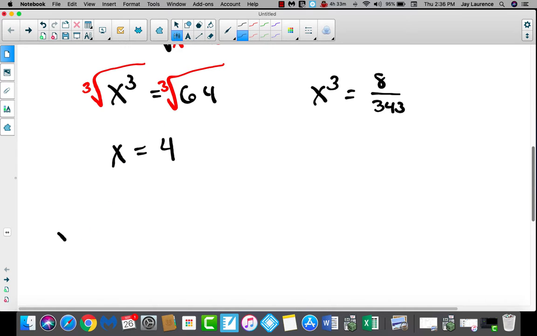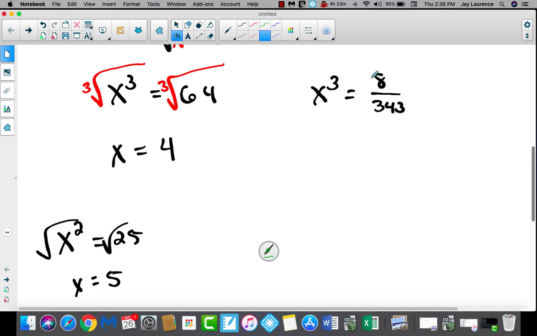Just like if I said to you, what's the square root of 25? Well, square root of 25 would be 5, right? Why? Because 5 times 5 is 25. What's the cube root of 64? It's 4. Because 4 times 4 times 4 is 64. Okay? So it's pretty simple stuff.